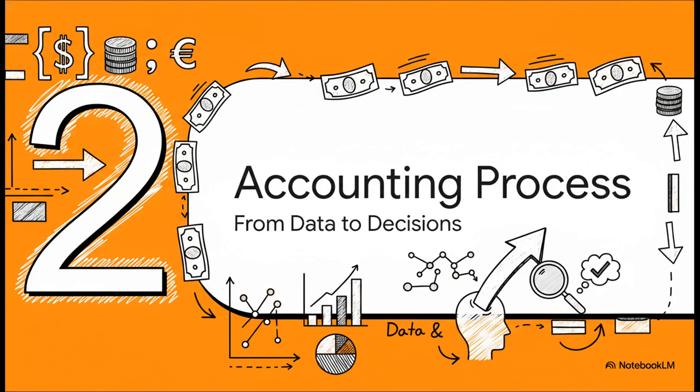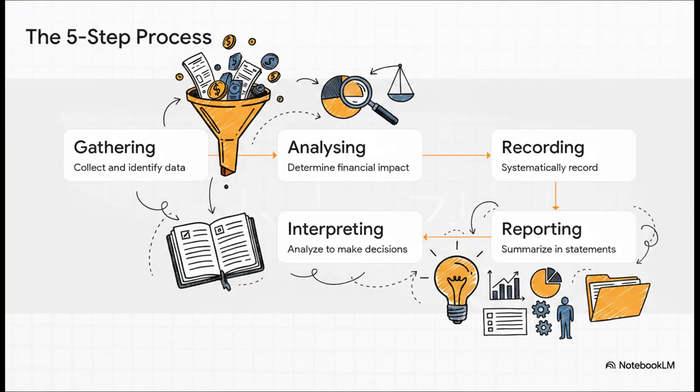Moving on to Section 2, the 5-step accounting process, taking us from raw data to actual decisions. So to speak this financial language fluently, we rely on a very logical 5-step flow. First up is gathering, literally just collecting the raw data. Next is analyzing, figuring out the financial impact of those transactions.